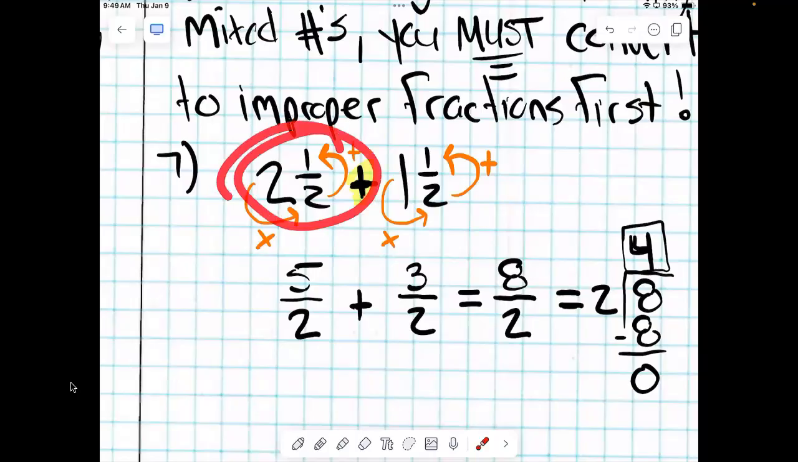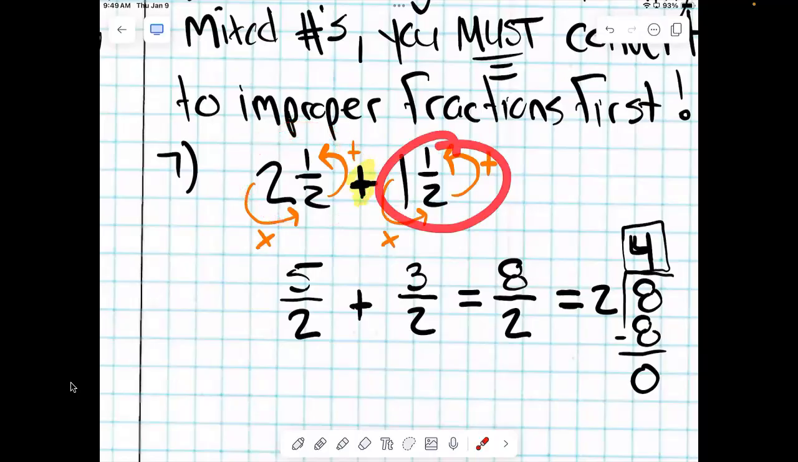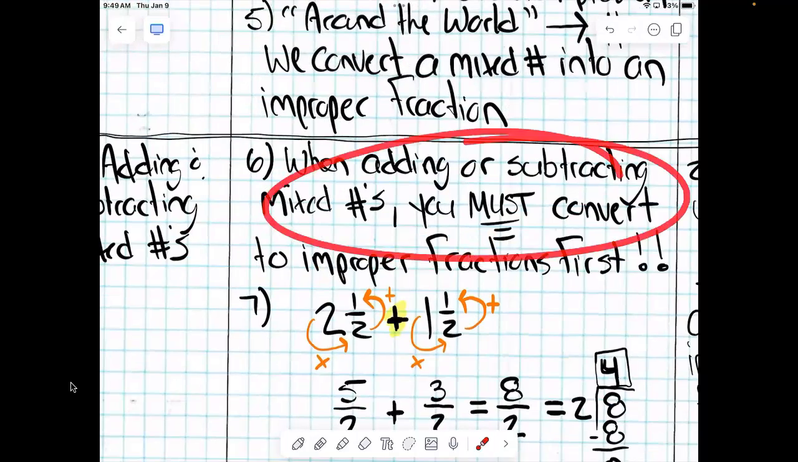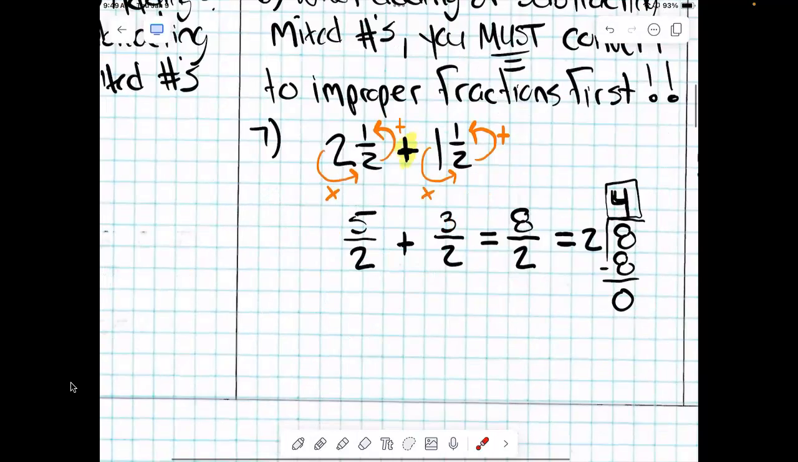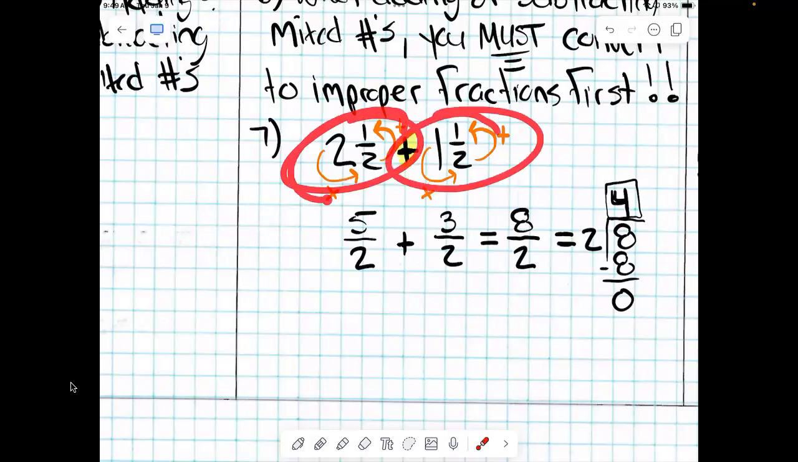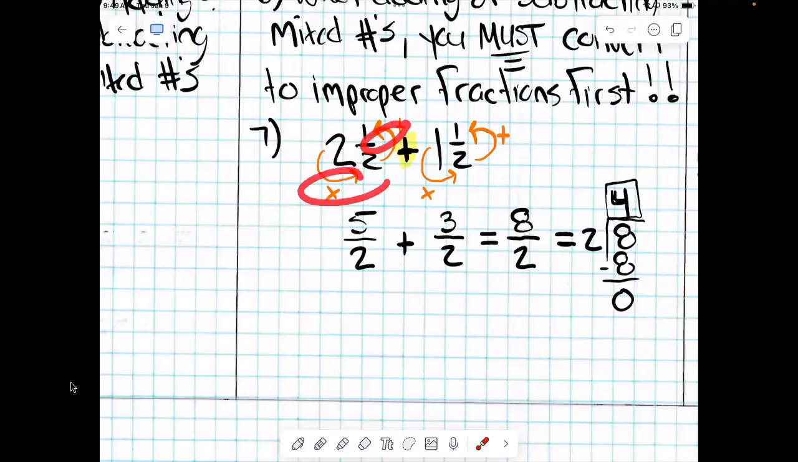Is this a mixed number? Can I add mixed numbers together? No, it says right here you can't. So I converted them using what process? What's the method or what's the process we use to convert mixed numbers to impropers? Do you need to show this?